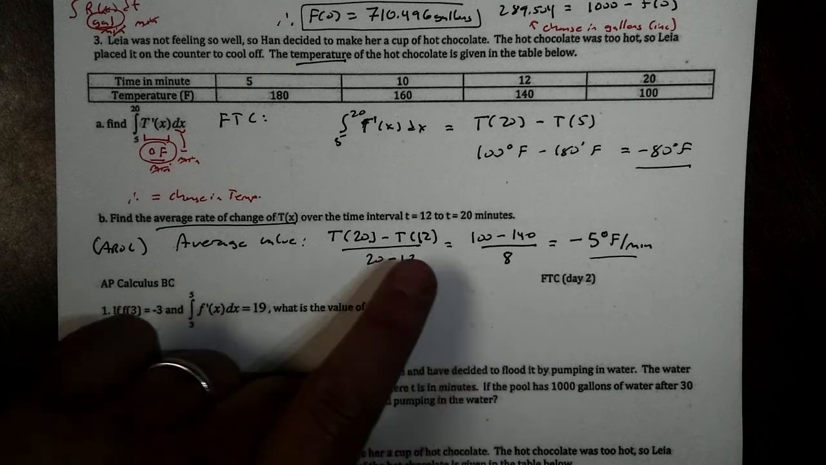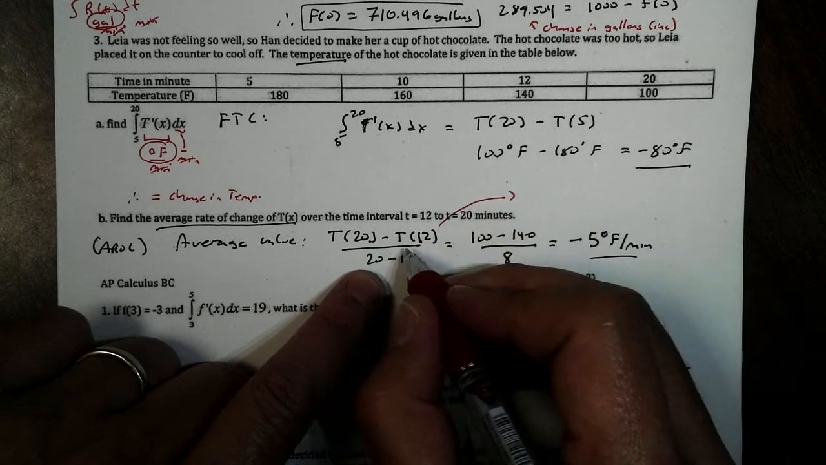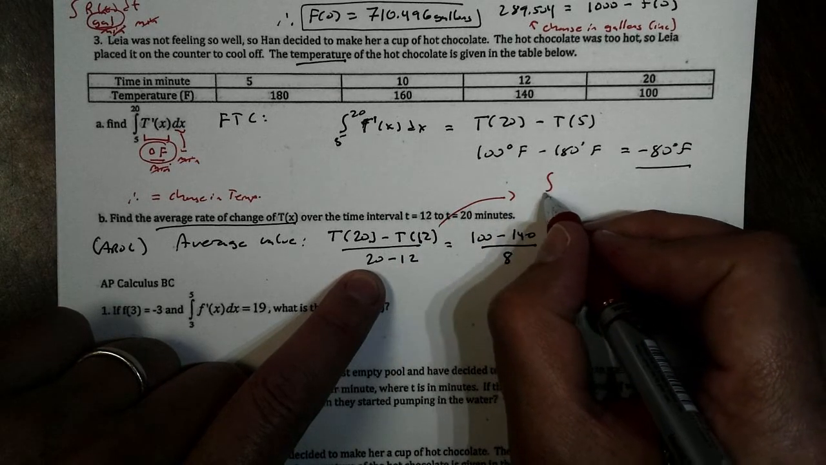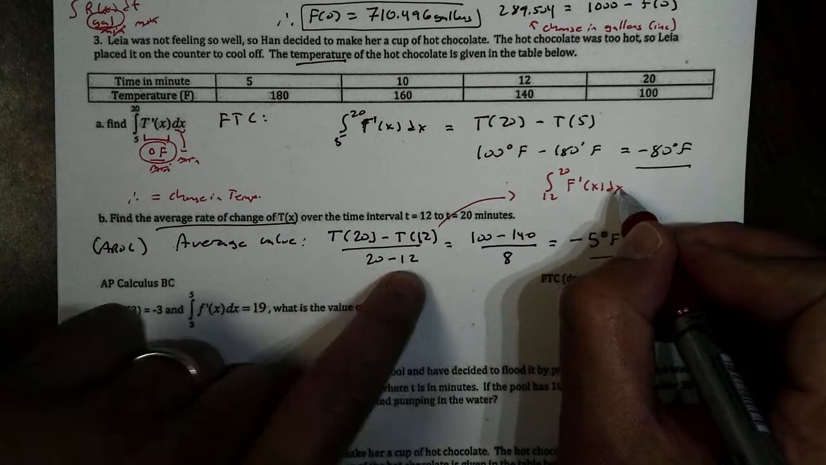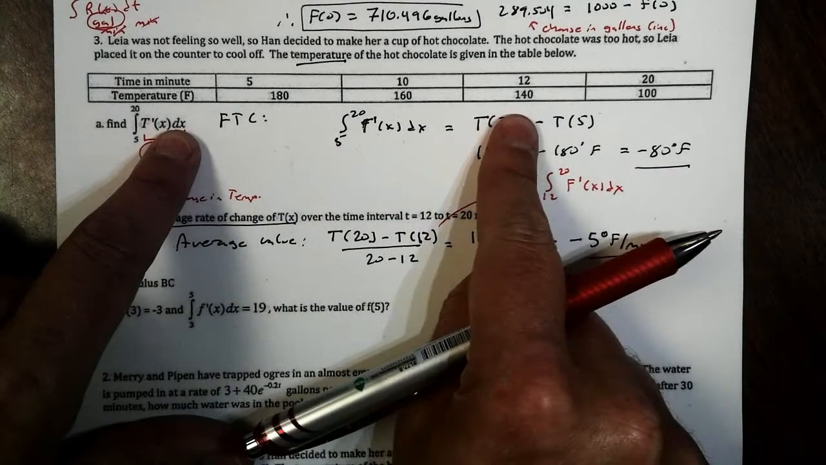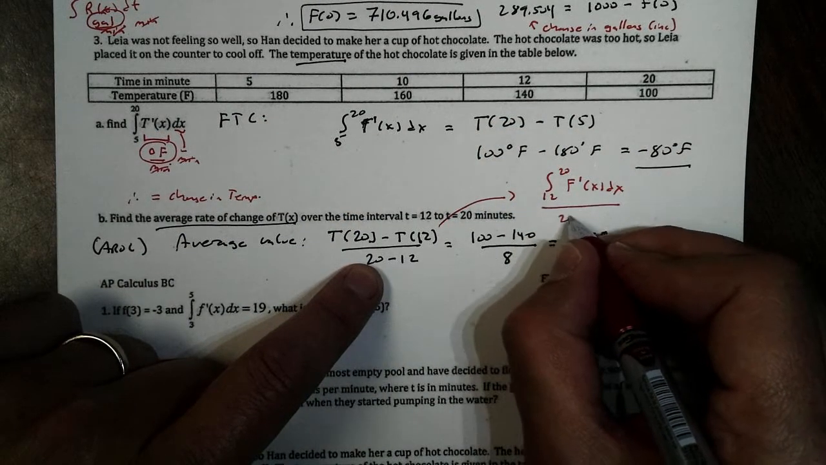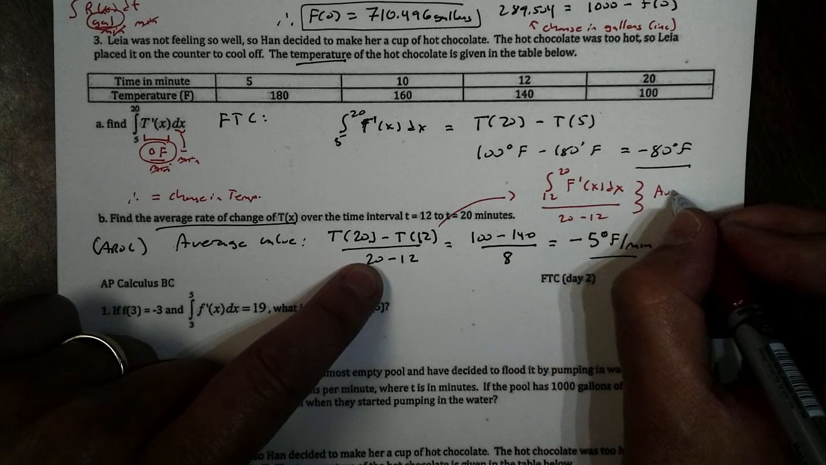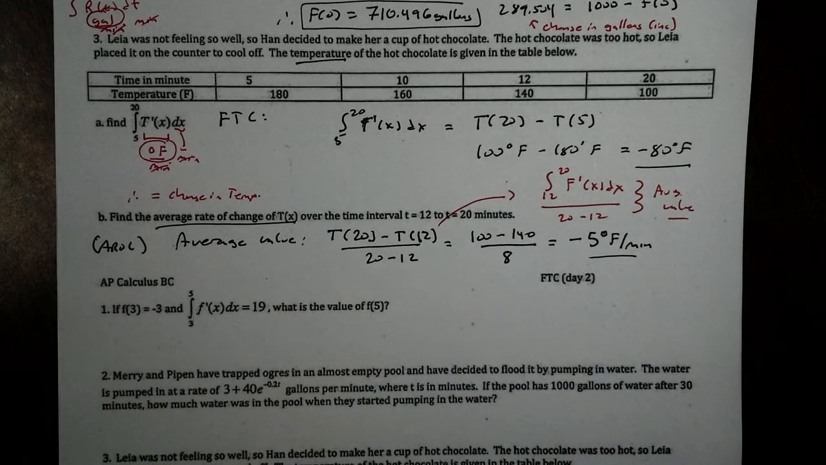Now, this is another formula for us, and it should look a little familiar. Oh, look up here. I can write this as the integral from 12 to 20 of T prime of x dx. We saw that up here, how we wrote our answer. We're just going backwards, and I'm dividing that by 20 minus 12. This right here is what we call the average value formula. We're going to talk a lot about that later on next week, okay?